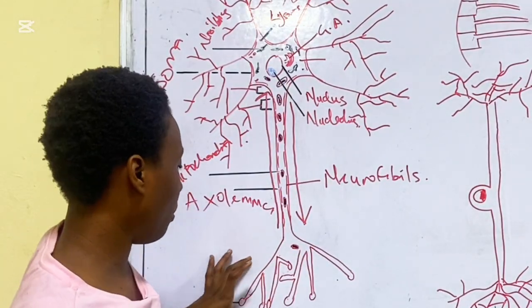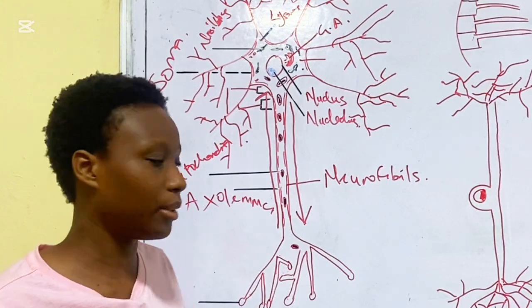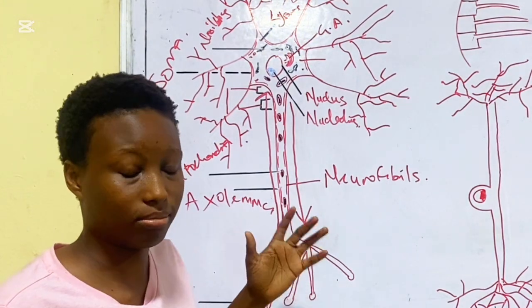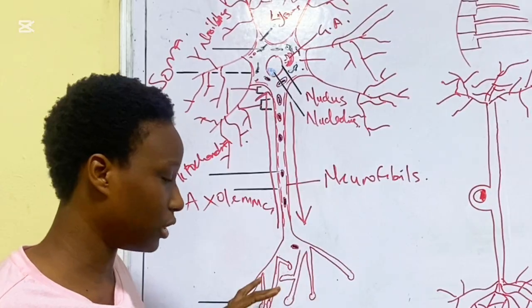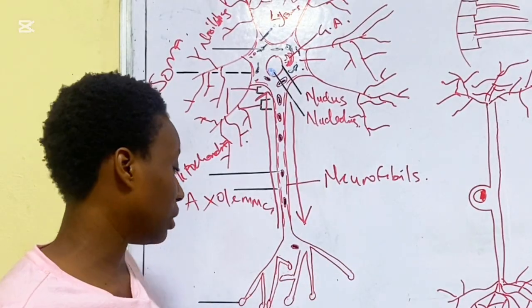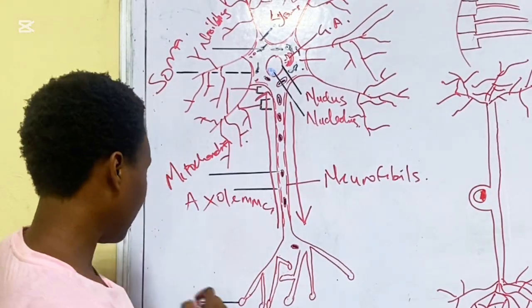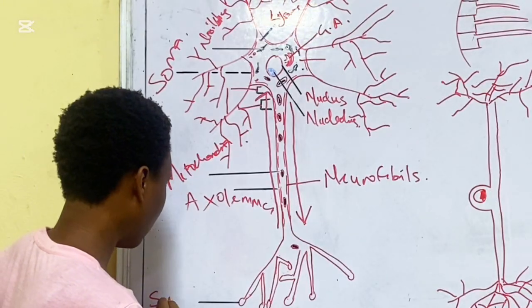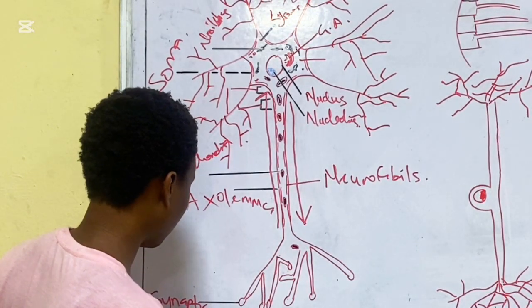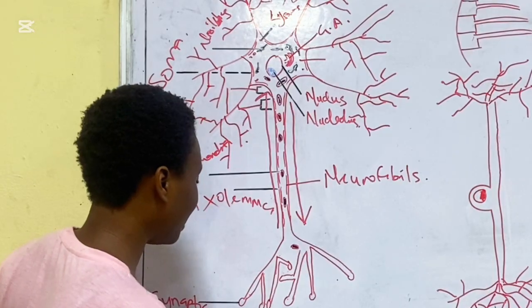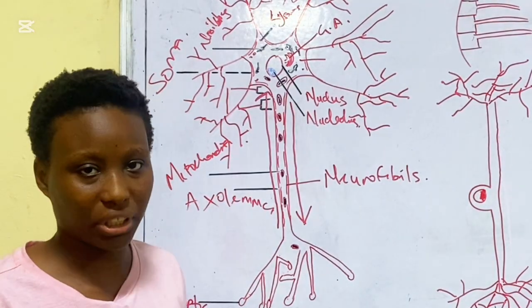Lastly, we're going to talk about this. This is the telodendron. It is the end of the axon, and it is also broken down into different branches. This is called the synaptic terminal bulb, whatever you want to call it. But this part is very important because it is the beginning of a synapse.